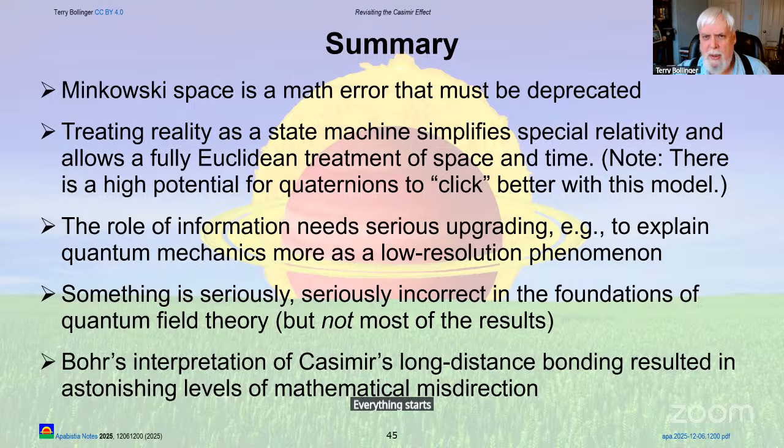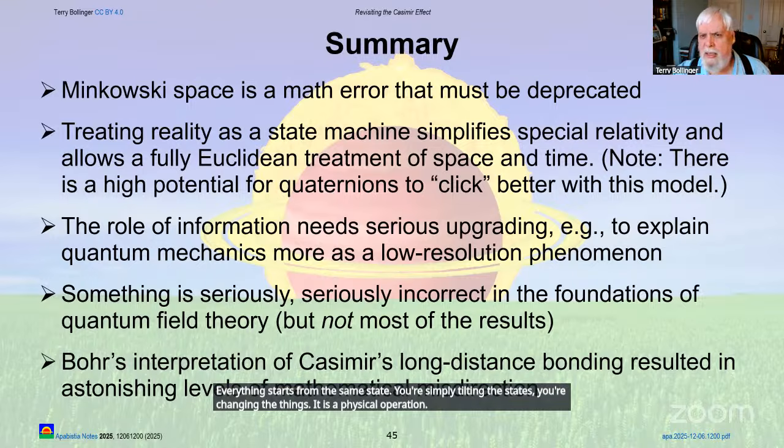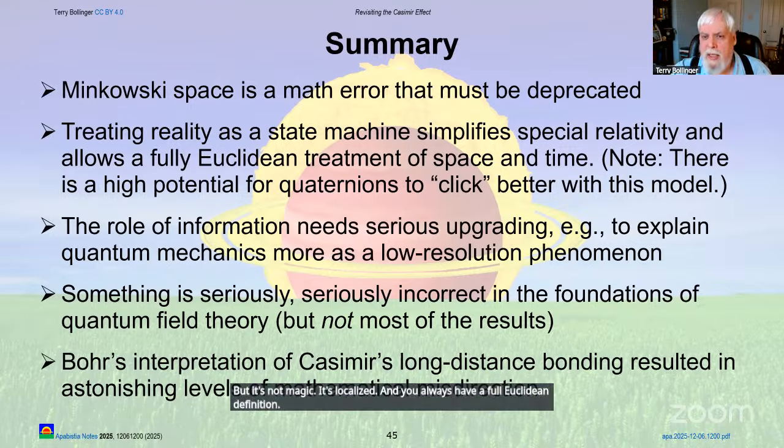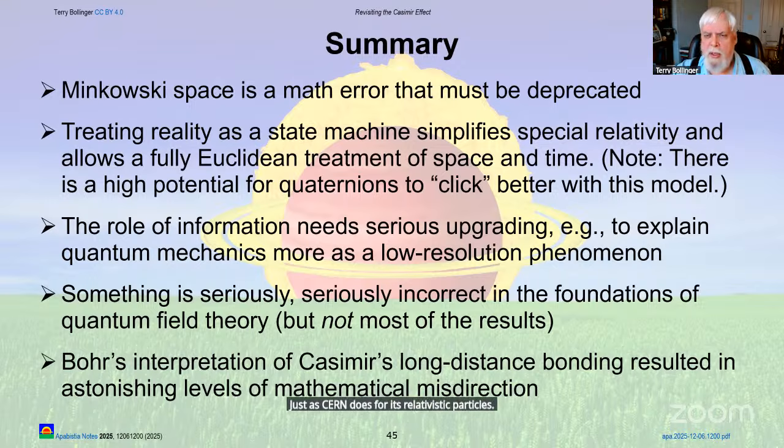in which everything starts from the same state. You're simply tilting the states. You're changing things. It is a physical operation. Nothing goes into the past. You're creating new definitions of space and time, but it's not magic. It's localized. And you always have a full Euclidean definition, just as CERN does for its relativistic particles, in which you embed the results fully in the larger lab definition of spacetime. Lab being a bit of a pun there. It's the latest bubble, but it's also just a lab. The intentional acronym collision there.